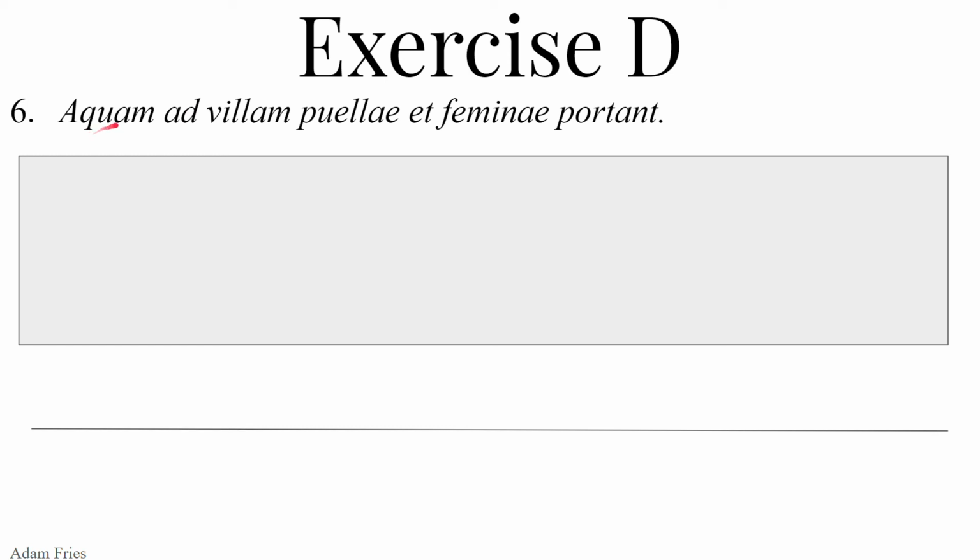So it's almost like this sentence is answering the question, what is it that the girls and the women are carrying to the farmhouse? And what we really care about is the aquam. Aquam ad villam. Yeah, it's the water towards the farmhouse. Oh yeah, and it's the girls and the women who are carrying it. So in English, we would just say that the subject goes first, the girls and the women, then comes the verb portant, carry, then the direct object, the water, and then the motion towards, to the farmhouse. The girls and the women carry the water to the farmhouse.